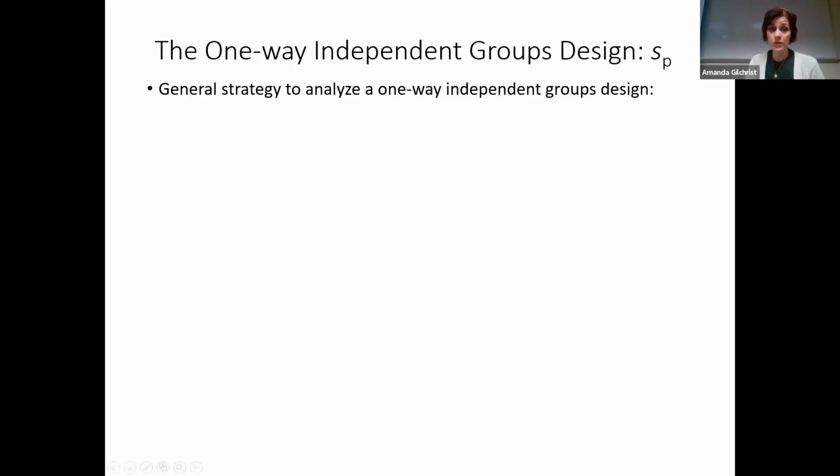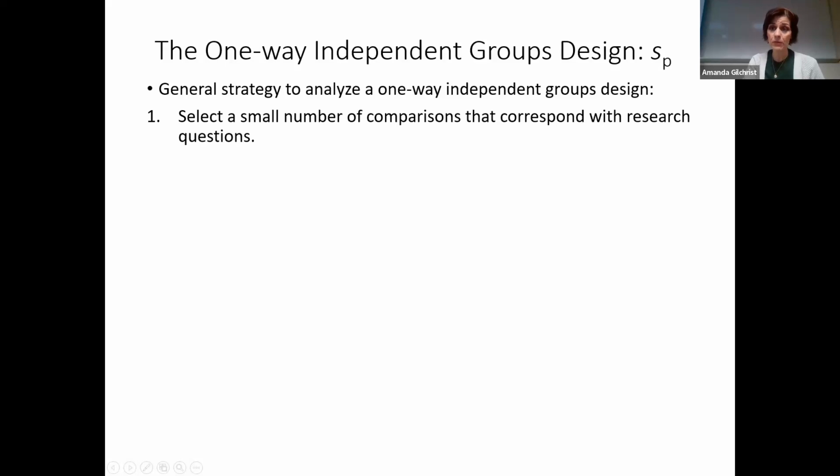So basically what we are doing is a lot of what we did before. We're going to be looking at S pooled again. You're like, yay, S pooled. But we're not really going to do a lot of math equations here. Basically, this is the general strategy that you want to use when you're analyzing a one-way independent groups design. By the way, we call it one way because we only have one independent variable.